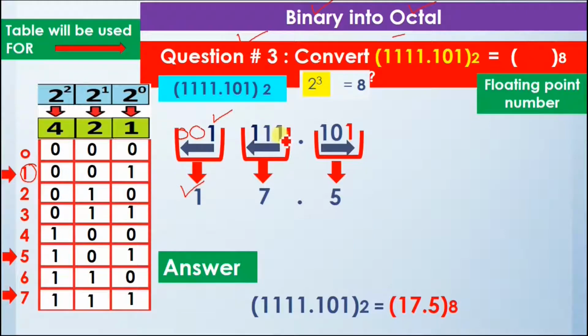Next we have 111. So we can find 111 in the table here. And it is equal to 7. So we write 7 here. Then the decimal point comes here. And next we have 101. 101 is here in the table, right? And it is equal to which digit? That is 5. So we write 5 here. So now we can say that the number 1111.101 in binary is equal to 17.5 in octal. So this is how we can solve this question.